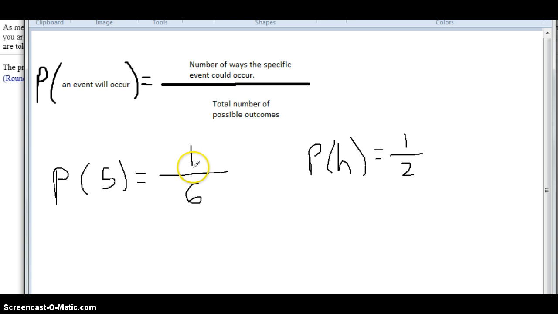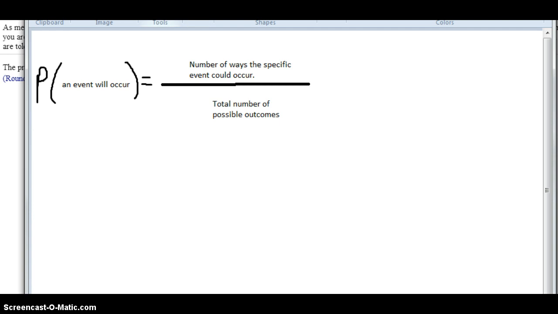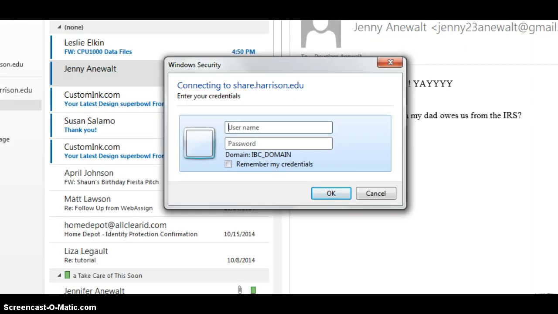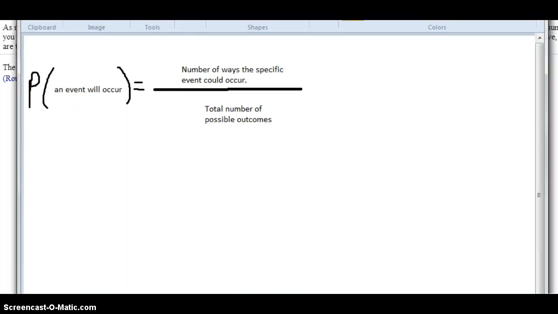All right, so we're going to do something similar for this problem where we need to figure out the total number of possible outcomes and the number of ways the specific event described could occur. So if we flip back to the problem, sorry about that, there we go. I'm going to modify the problem just a little bit so that I don't give the answer all the way away.